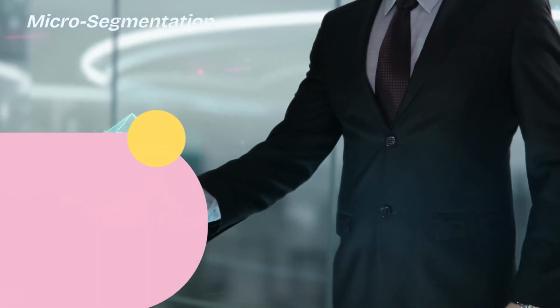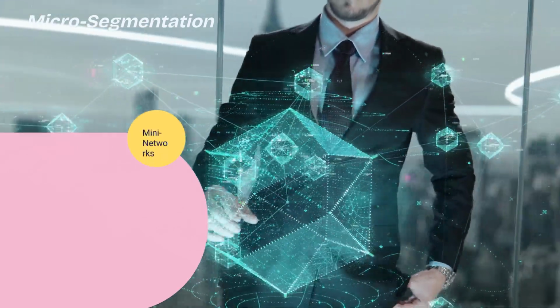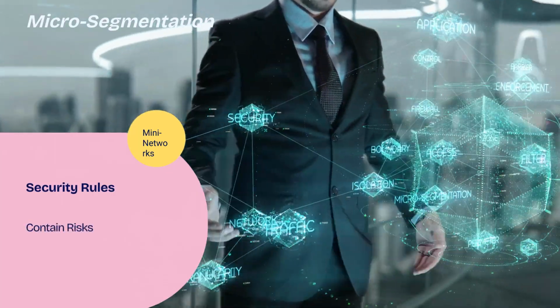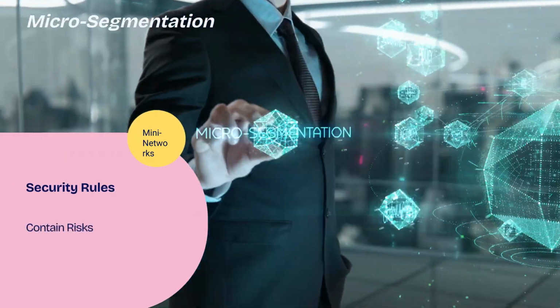Let's also dive into the concept of microsegmentation. It's like having mini networks within your network. Each segment can have its own security rules, reducing the spread of risks. If one segment is breached, the damage is contained, and your sensitive data in other segments remains secure.